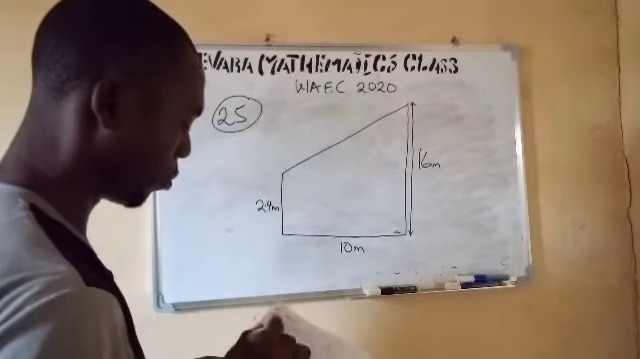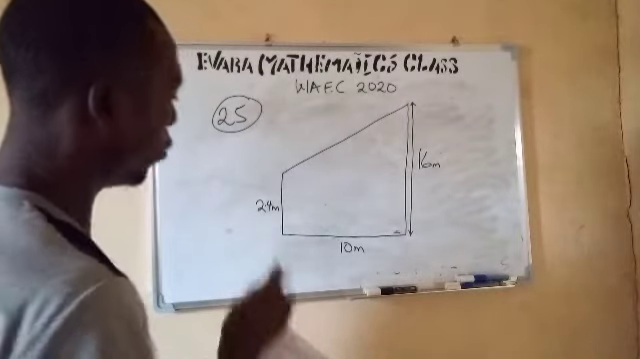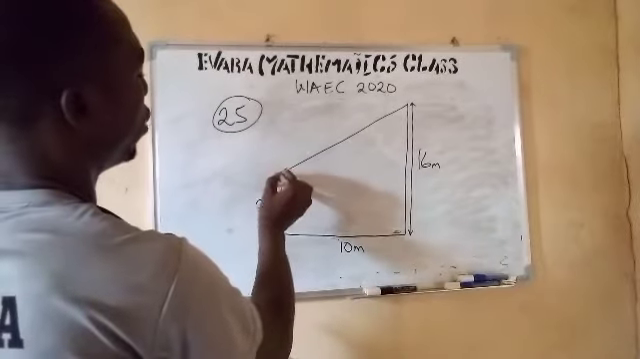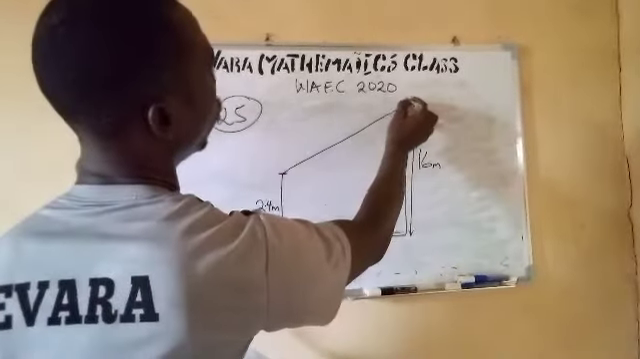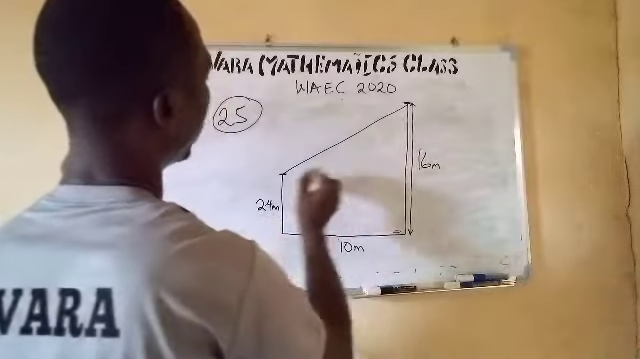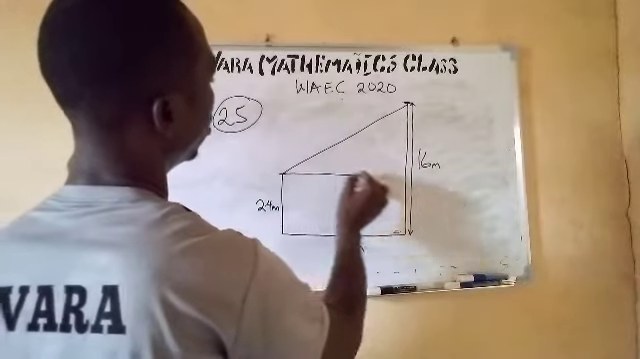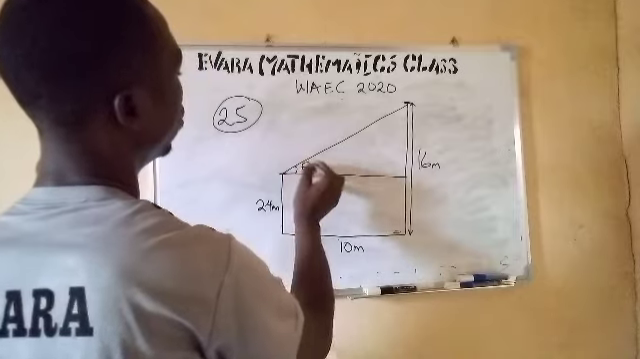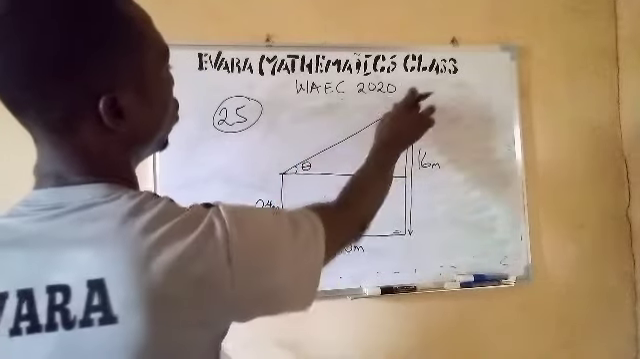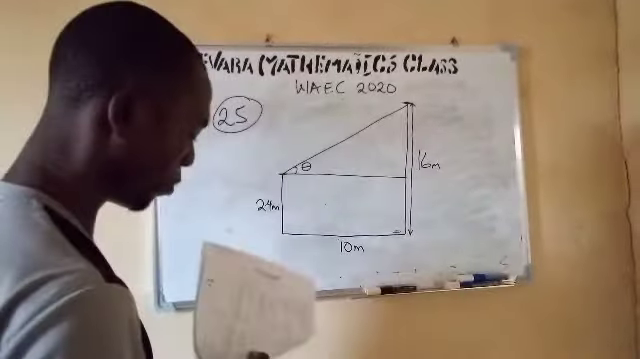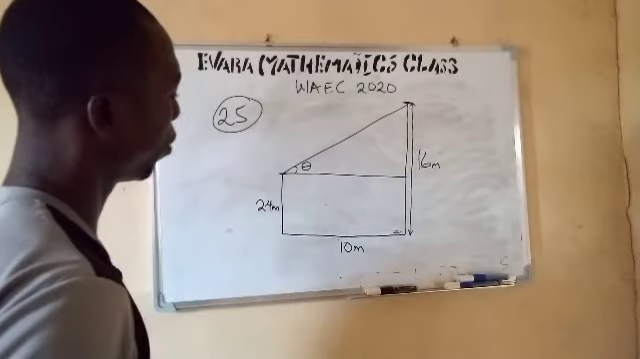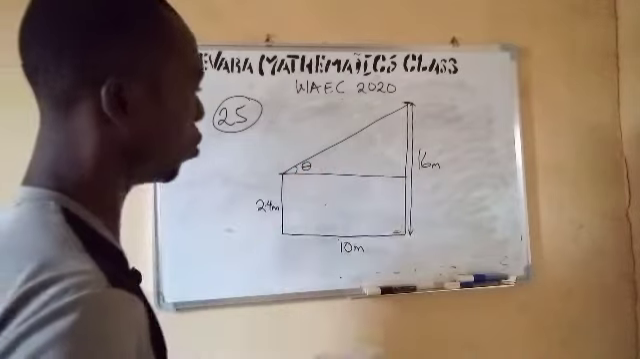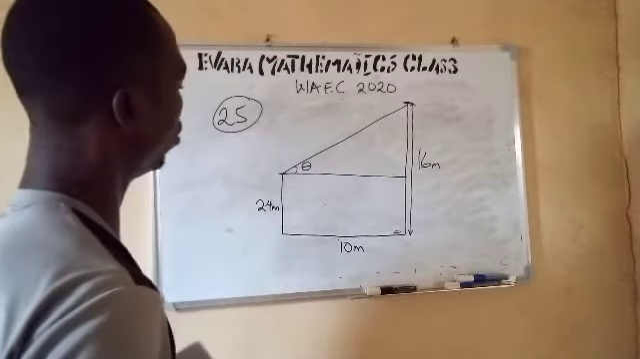So now, calculate the angle of elevation of the top of the tree from the top of the fence. This is the top of the fence and this is the top of the tree. So we are now looking for the angle of elevation from this place to the top of the tree. Now, the angle of elevation, which is this angle. How do we look at that?